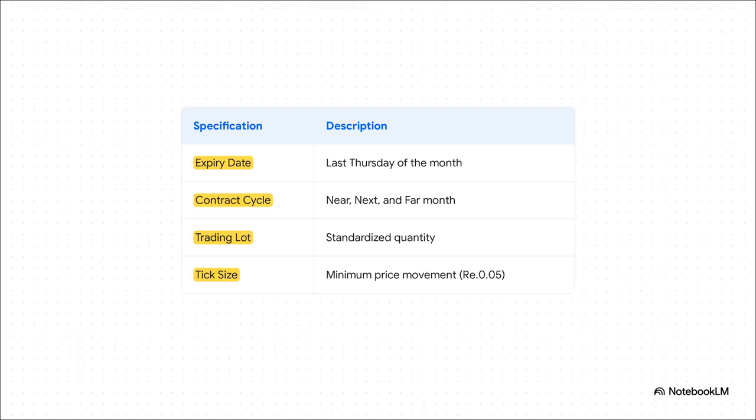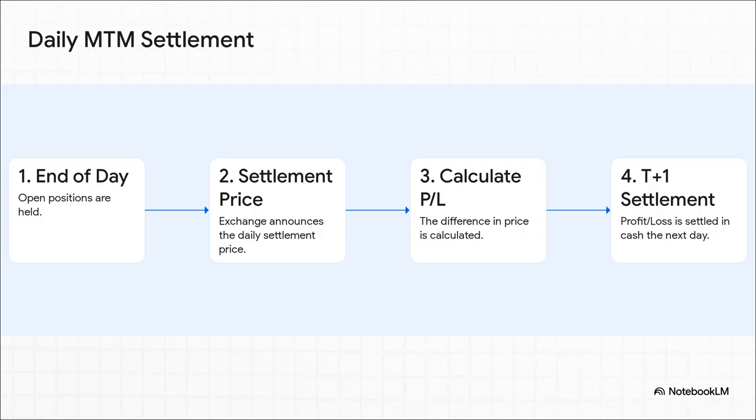The expiry date, which for stock derivatives in India is the last Thursday of the month, the available contracts you can trade, the lot size, which is the standard number of shares in one contract, and even the tick size, which is the smallest amount the price can move. It's all predefined, so everyone is playing by the same rules.